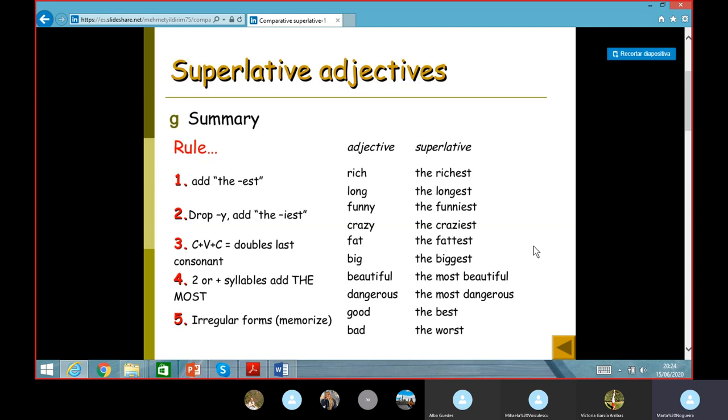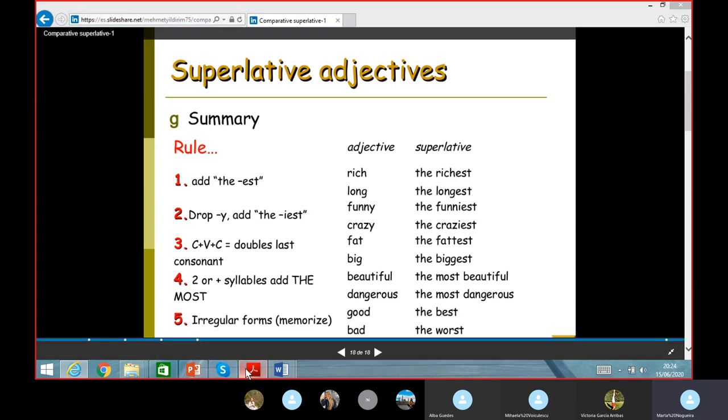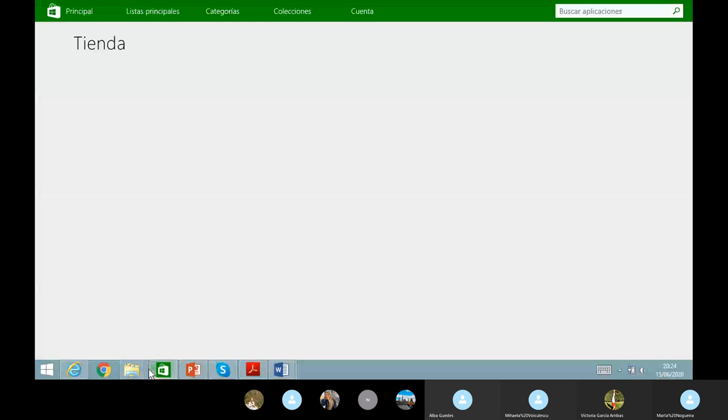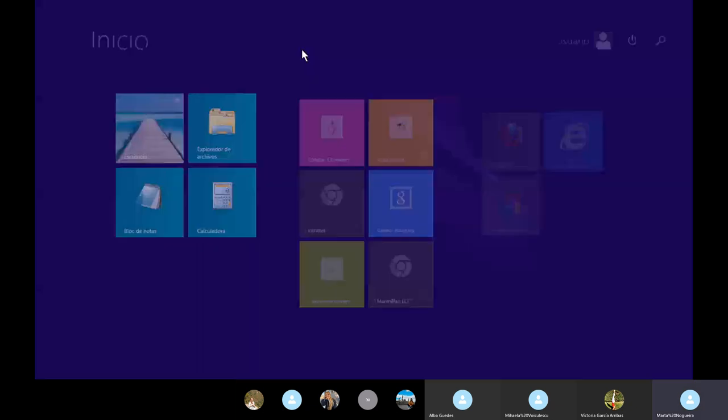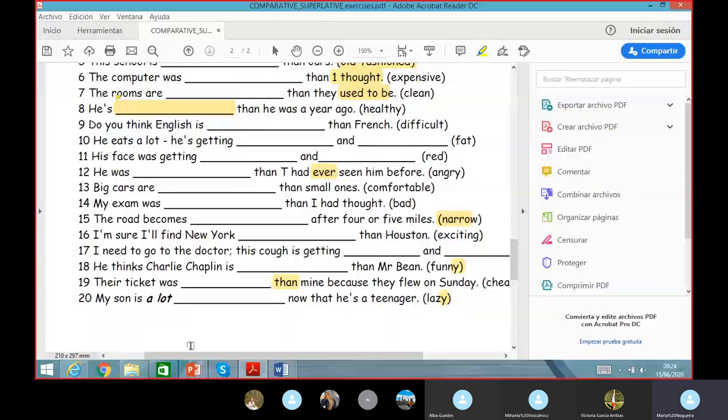Ok, guys, esto ha caído. A ver. Uy, otra vez he abierto esto. En la clase anterior lo mismo.